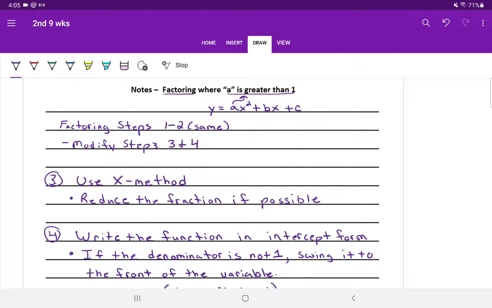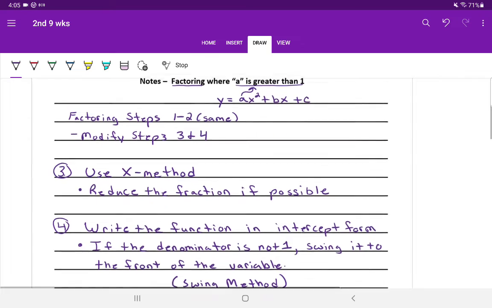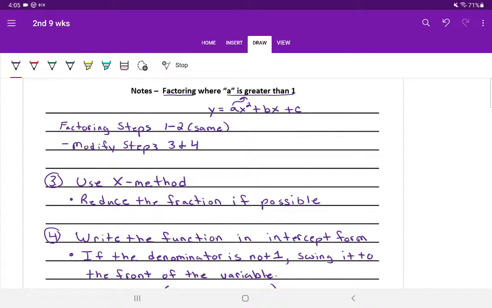Okay guys, today we're going to look at factoring where a is greater than 1 or a number other than 1. So a little bit of modification. To save time, instead of writing these out here, here are the notes for today. When we're talking about the a coefficient, we're talking about the leading coefficient in our quadratics in standard form.